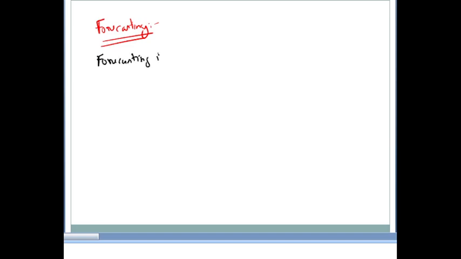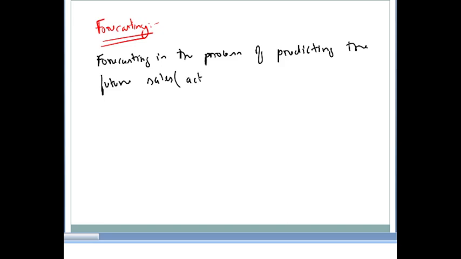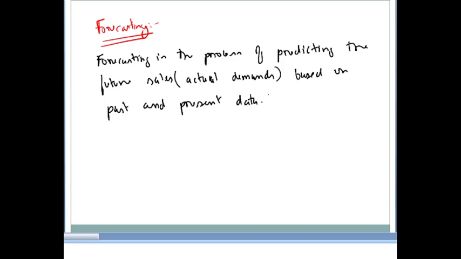Forecasting is the process of predicting the future sales, that is, actual demands, based on past and present data. Okay, based on what? Based on past and present data.